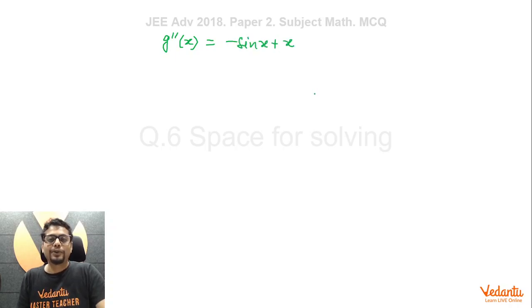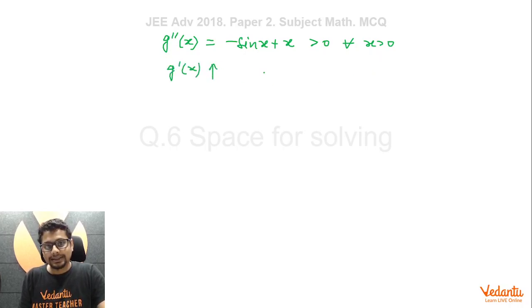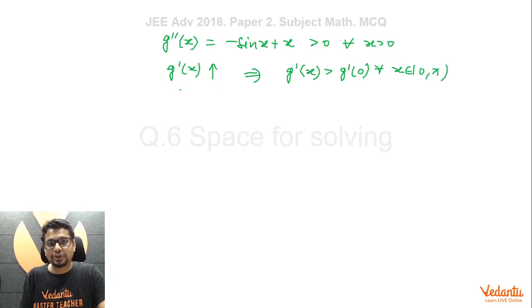And this is a very popular expression, and we know this is positive for every x greater than 0, or to speak just about x being between 0 open to pi open. So that means g prime x is increasing in x being between 0 open to pi open. That means g prime x is greater than g prime 0 for every x between 0 open to pi open. g prime 0 is 0. So that means g prime x is greater than 0 for every x in this interval 0 open to pi open.